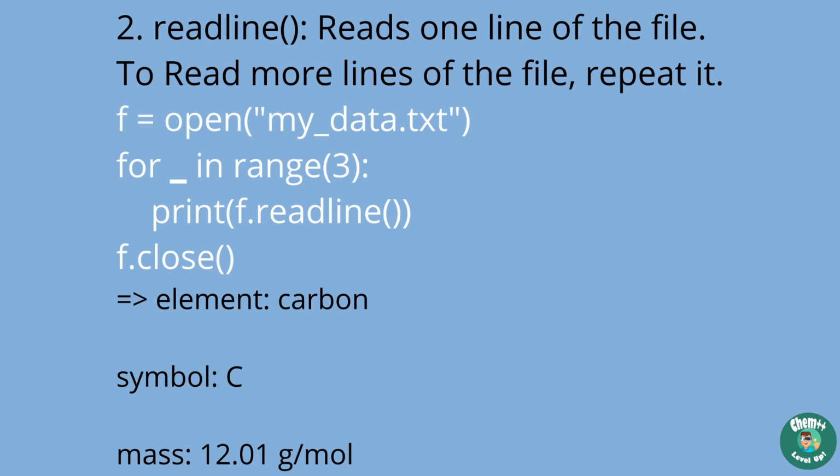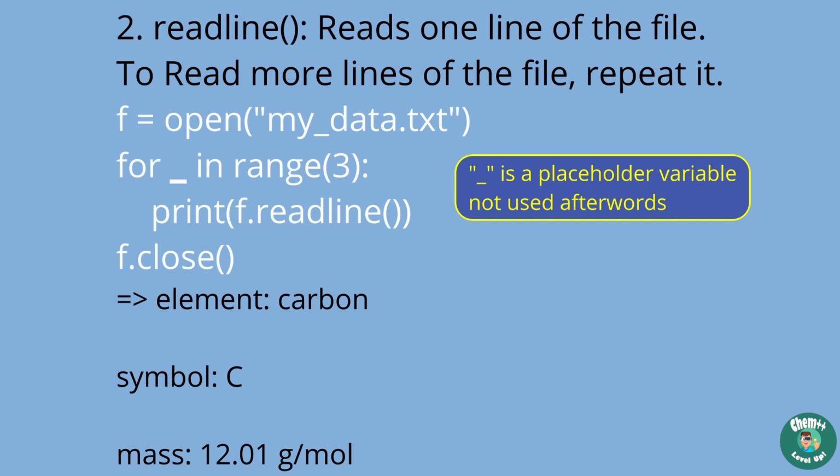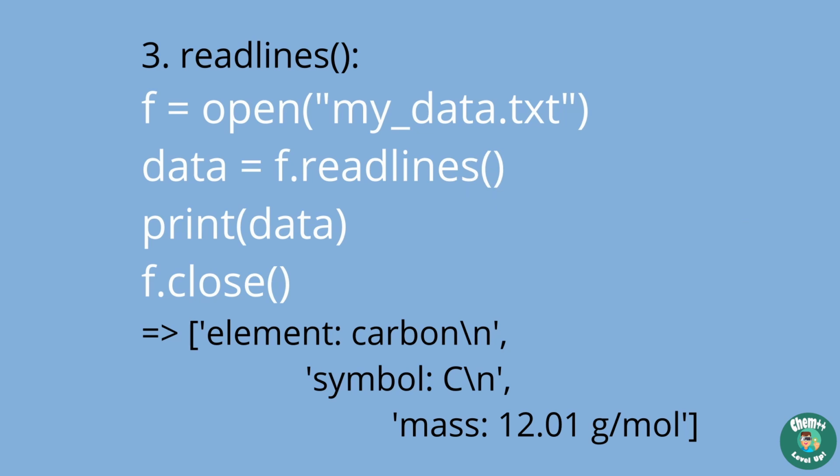If you need more lines, just repeat it using a loop with a placeholder underscore, the universal Python symbol for "I need a loop here, but I don't need to name the variable." The list maker. Readlines. This returns your data as a list of strings, including those pesky \n newline characters.